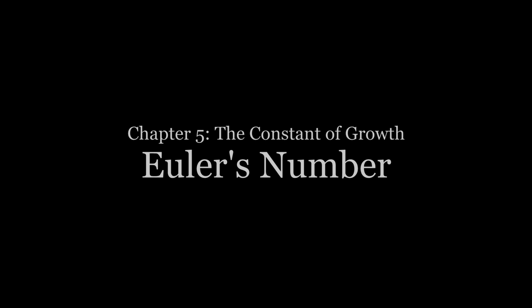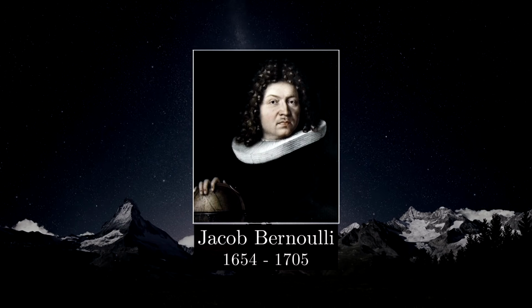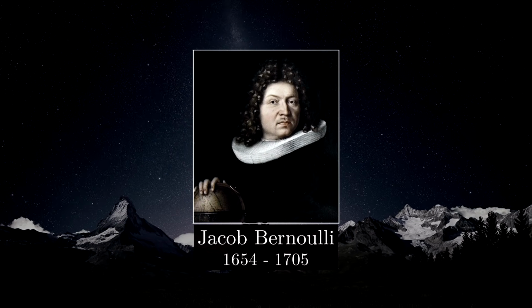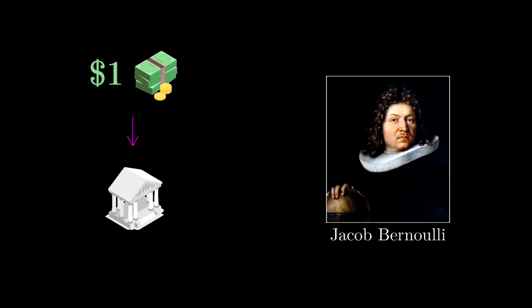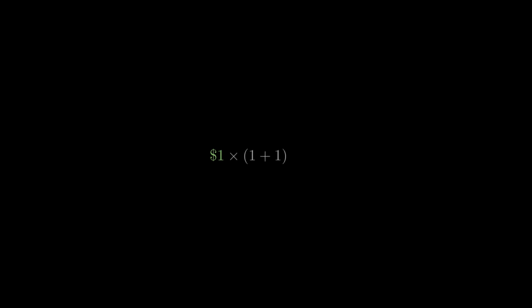Jump ahead to 17th century Switzerland, where a Swiss mathematician was studying wealth and compound interest. If there was $1 in a bank account that paid 100% interest per year, how much will be in the account after a year if the interest is applied once? Start with $1 and 100% of that dollar is added once, so we are left with $2.